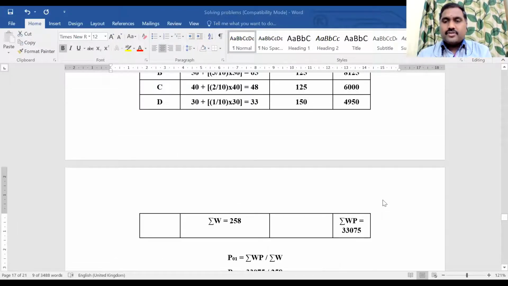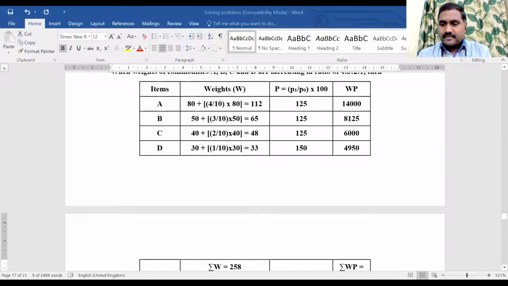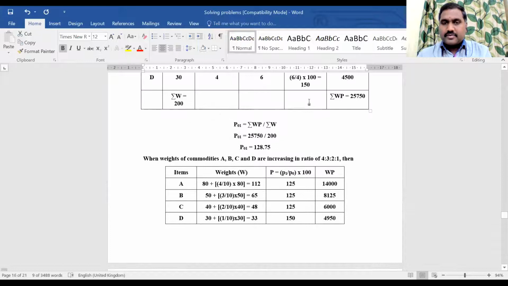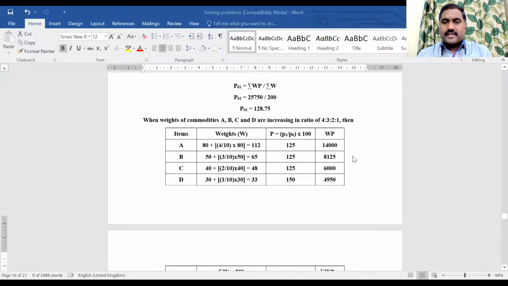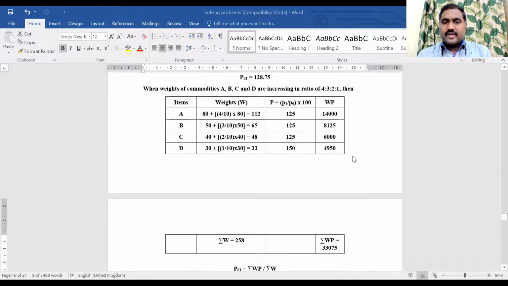Now you just copy this problem. I think up to this point you have copied, right? Up to the first table you have copied. Tell me from which part you want to copy, so that I can show that page. If you want to copy the second table, that means after changing the weightage, please copy this problem and note down the change in the index number.